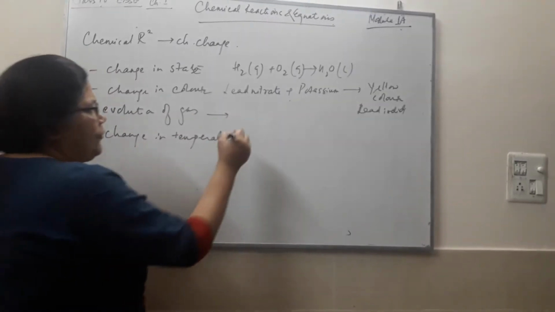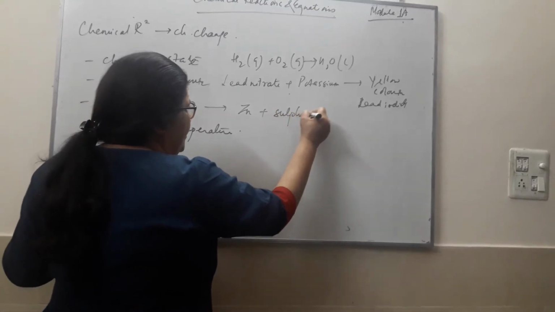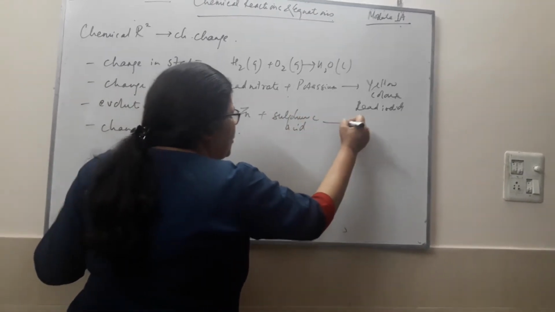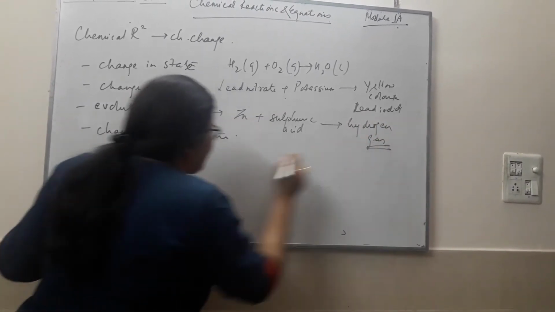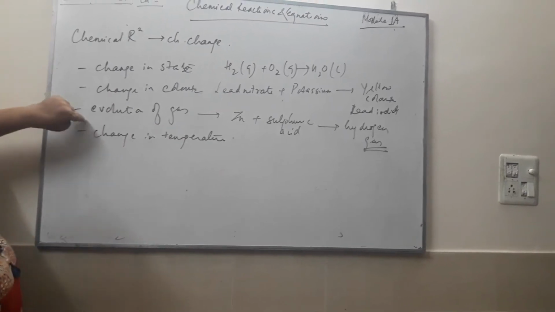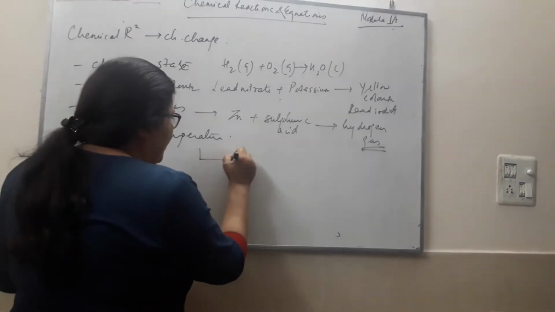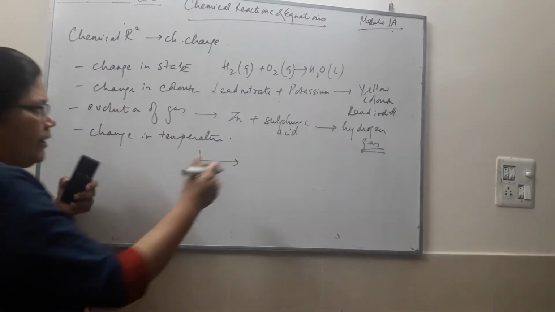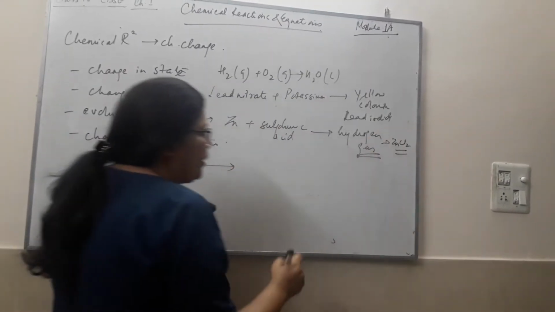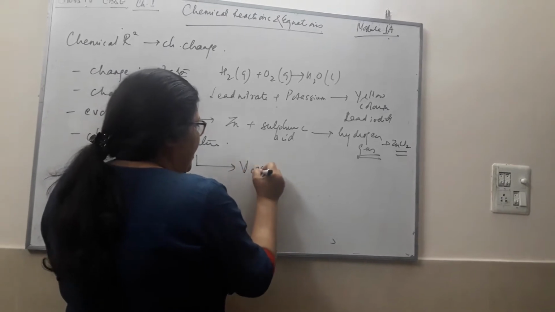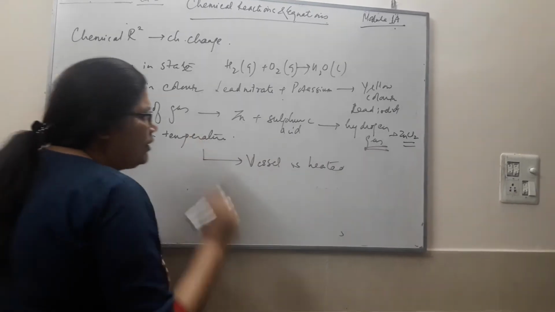For example, child, if we take zinc granules and add sulfuric acid drop by drop, then hydrogen gas is produced. When hydrogen gas is produced, there is an evolution of gas, and it shows that a chemical change has occurred. Second is change in temperature. Along with the evolution of gas, zinc sulfate is formed, but the vessel is heated up. So it shows that there is a change in temperature.